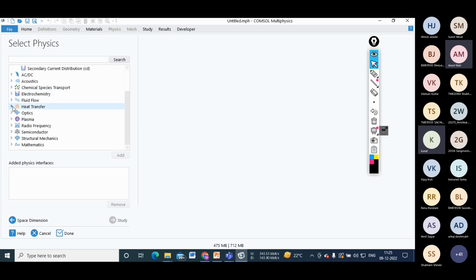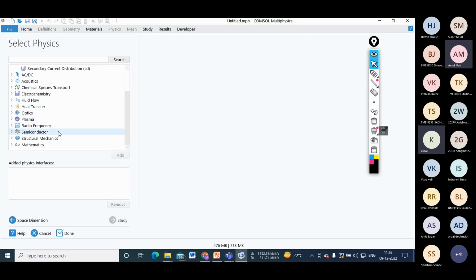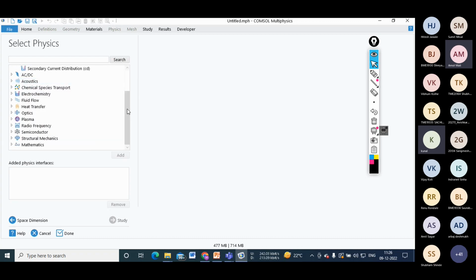Next to that, the heat transfer model. Today we are concentrating on this heat transfer model and heat transfer in solids. Next to that, here you can see these are the various models. Mechanical people can use structural mechanics. Inside structural mechanics we can solve solid mechanics problems, plate or beam related problems, stress problems, and multi-body dynamics problems. Now we will see one module, that is the heat transfer module.